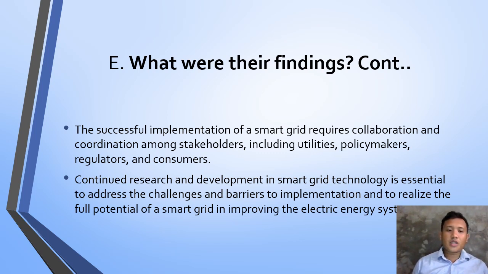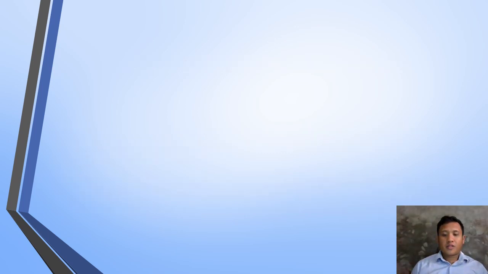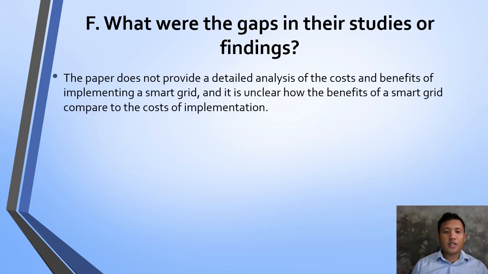So, if we were to integrate these smart grids in cities, in provinces, of course, we need to collaborate. We cannot do it on our own. So, I think everyone, including the policymakers, should be involved. So, let's move on to letter F.